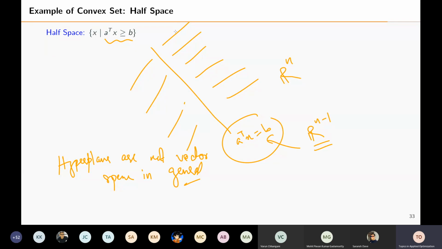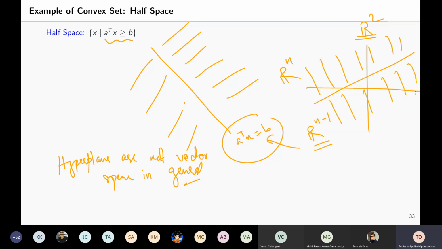So let us consider the hyperplane. It will give you two half spaces, regardless of which dimension you are working in. There will be only two sides. As I said, if you are in R2, then a hyperplane will decide a half space. Let us say this is my hyperplane in R2. Then this side is one half space and this side is another half space. So it partitioned R2 into two parts. Similarly, you can extend this to R3.